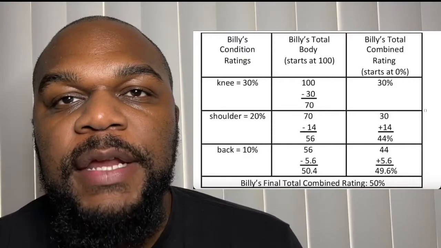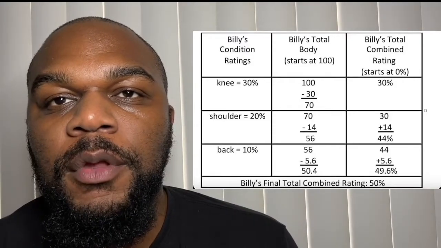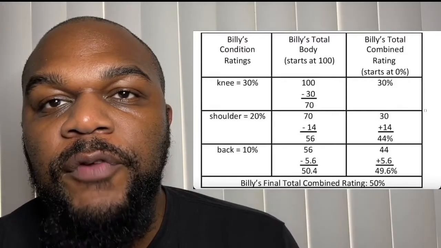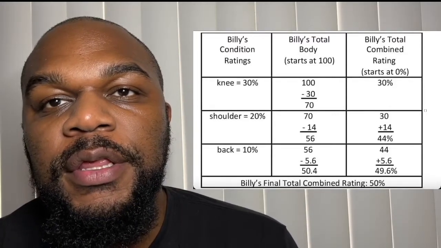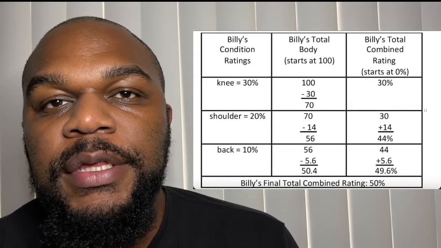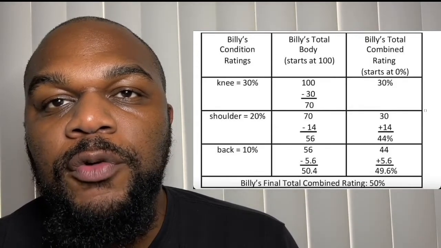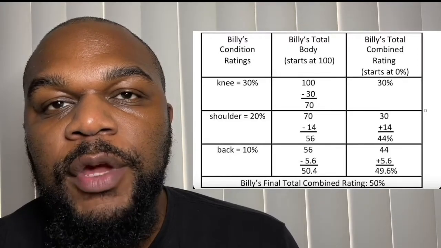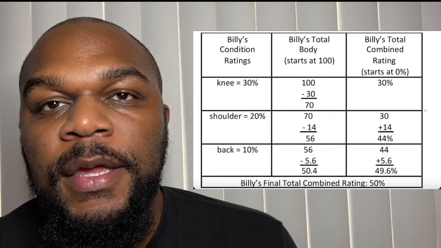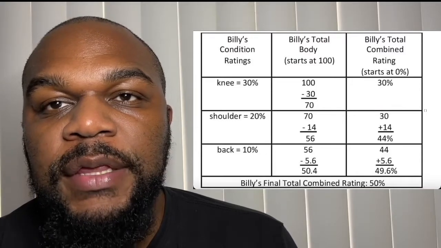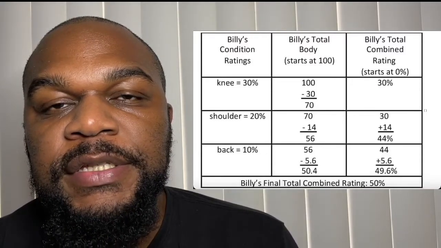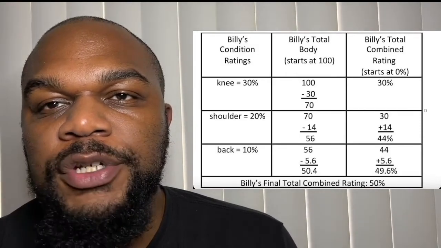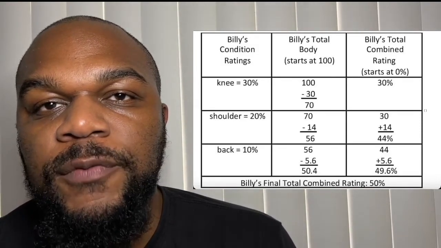Billy's entire body is equal to 100%. Let's say that Billy has 3 rated conditions. The first is a knee injury that is rated at 30%. The second is a shoulder injury rated at 20%. The last is a back injury rated at 10%. Instinct would assume that the combined ratings would be 60%, 30 plus 20 plus 10. Unfortunately, that's not the case with VA math.